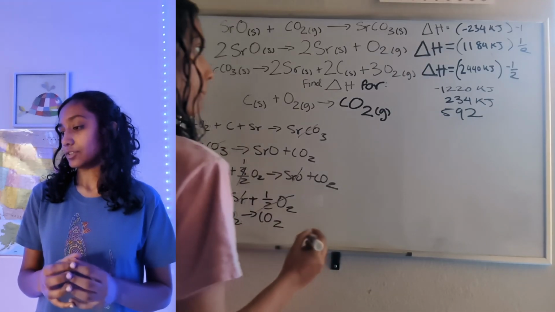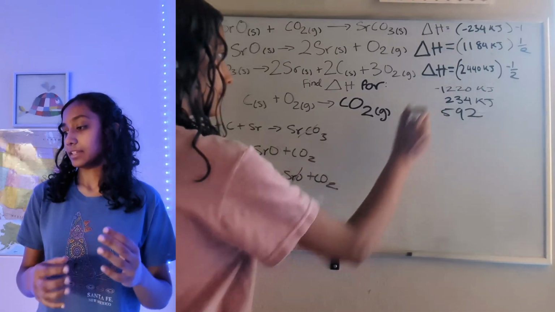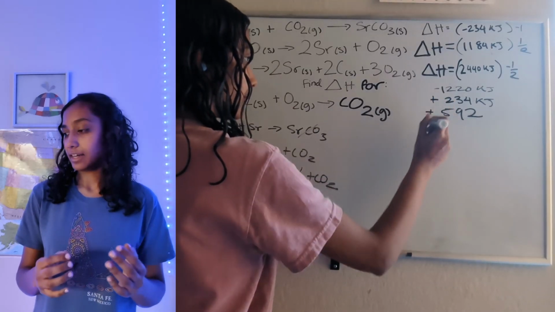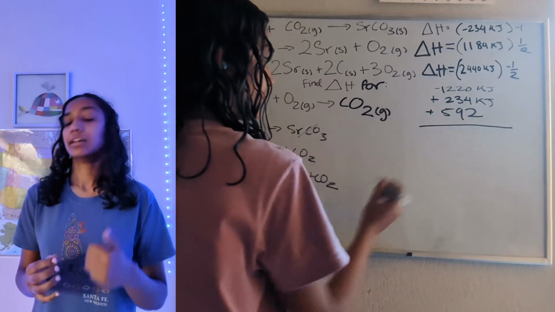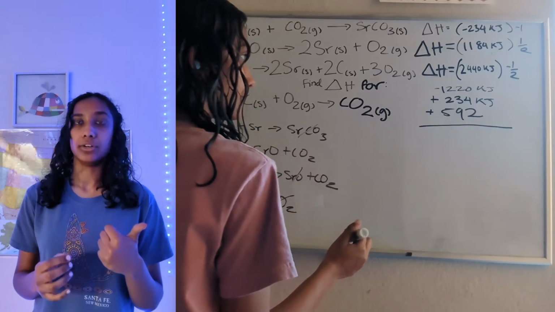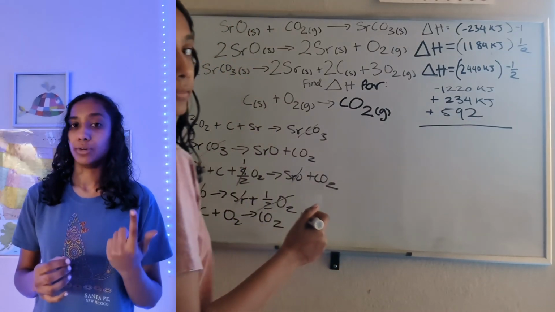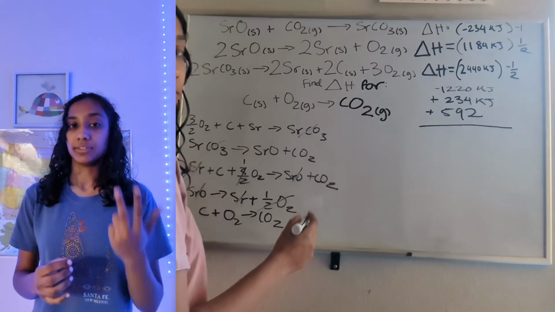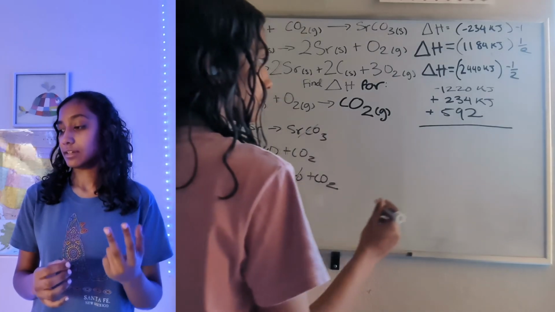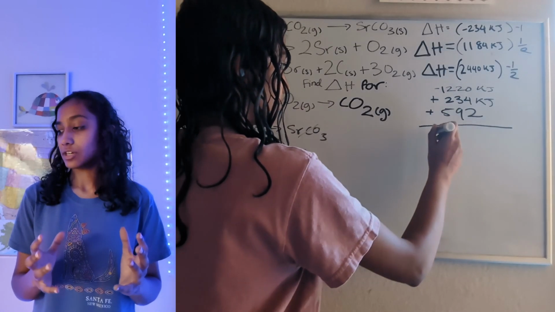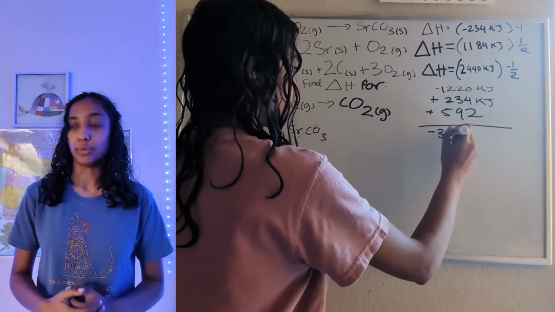Now, to find the delta H for this final equation, let's take all the new delta H's we've got and add them together. Negative 1,220 kilojoules plus 234 kilojoules plus 592 kilojoules gives us a final delta H of negative 394 kilojoules.